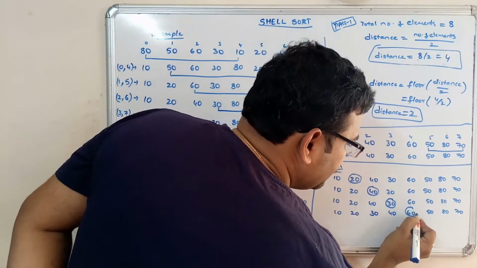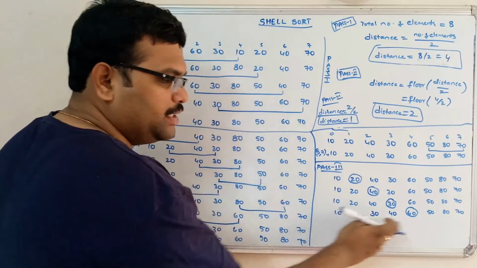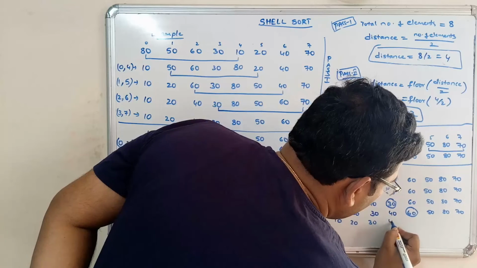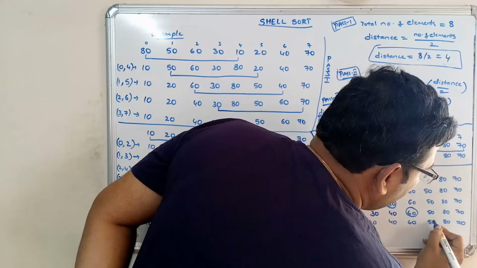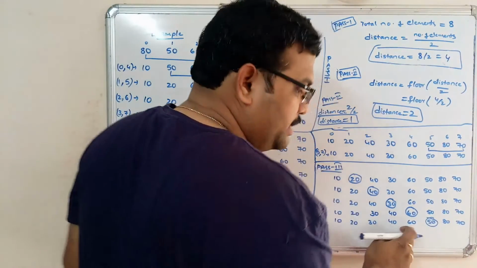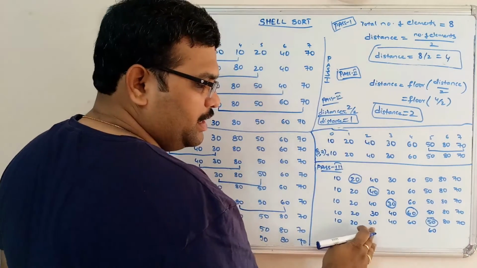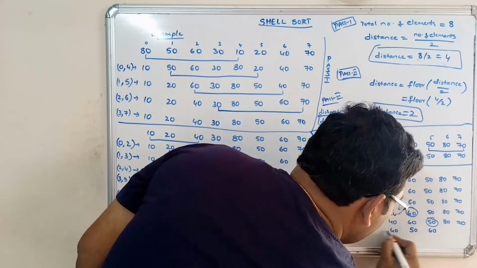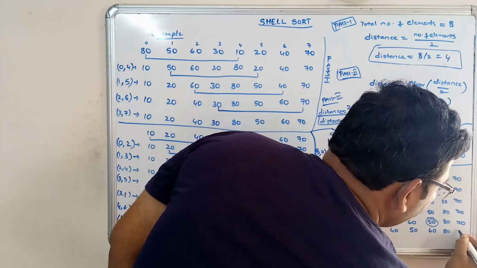Now 60. So 60 is greater than 40, 60 is greater than 30, 60 is greater than 20, 60 is greater than 10. So no change. 10, 20, 30, 40, 60, 50, 80 and 70. So now 50 should be compared. 50 is smaller than 60. So 60 should be moved here. And 50 is greater than 40, greater than 30, greater than 20, greater than 10. So 10, 20, 30, 40, 50, 60 and 80 and 70.